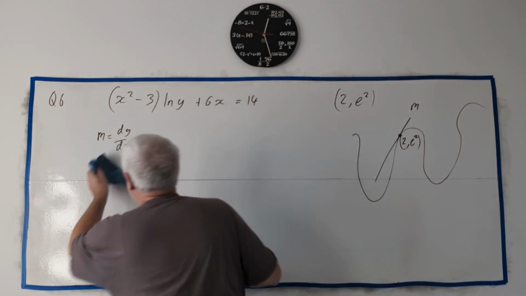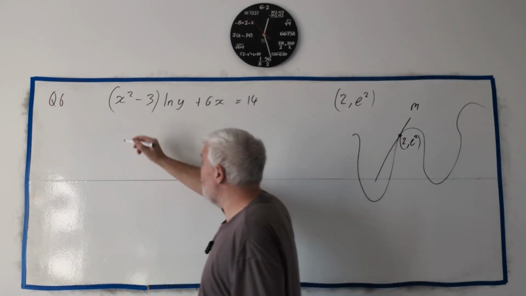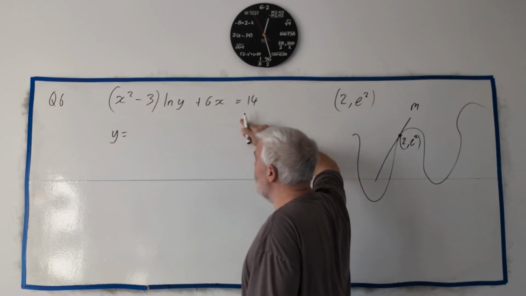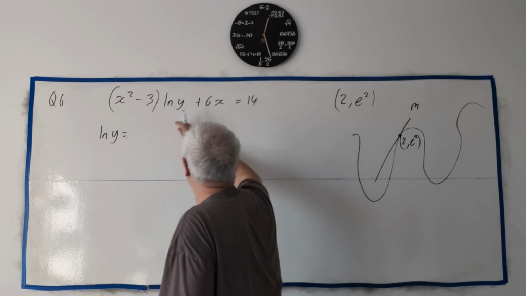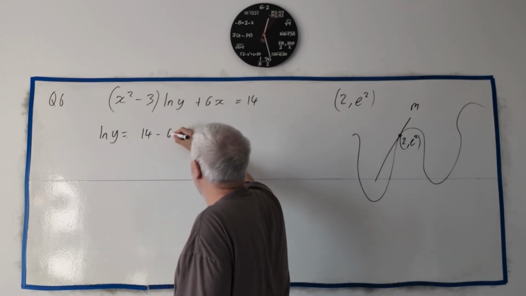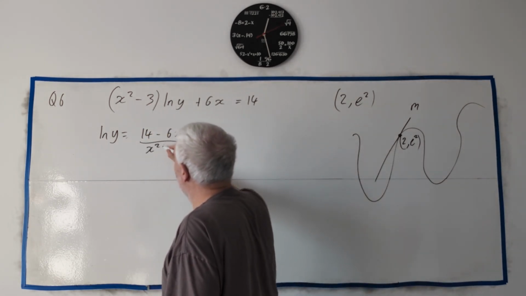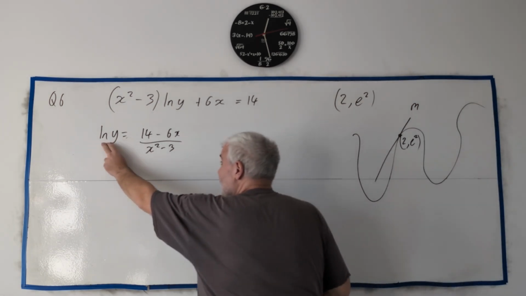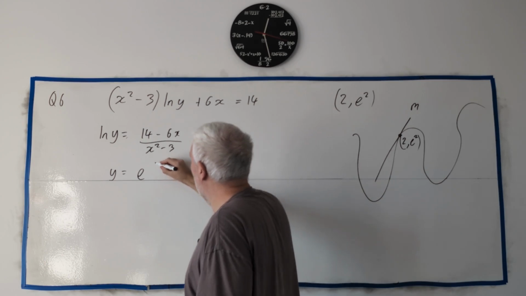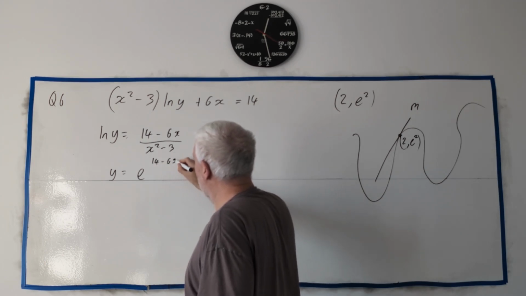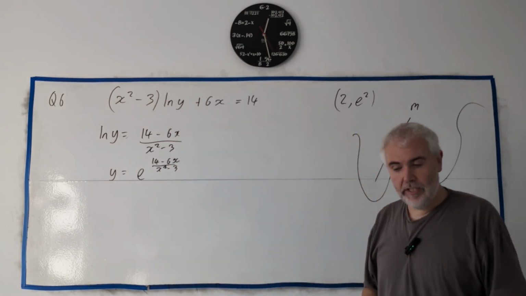Let me just clear this off. I want to know dy dx, but to do that, it might help to find what y is equal to. So if I rearrange all this, I'll find what y is equal to. So natural log of y is equal to 14 minus 6x. I'll just move this over and divide by x squared minus 3. Get rid of the natural log then. y is equal to e to the power of (14 minus 6x) over (x squared minus 3). That's y. This is one way to do this.